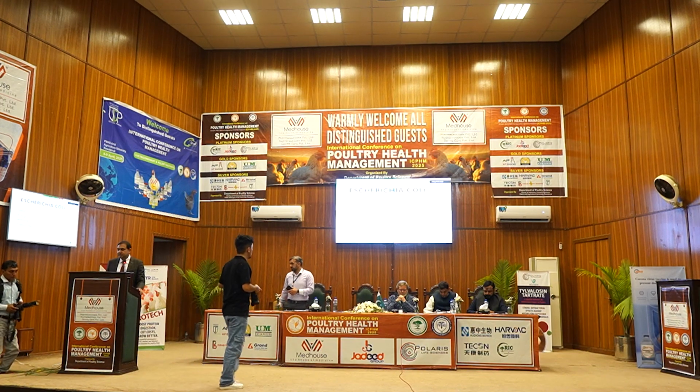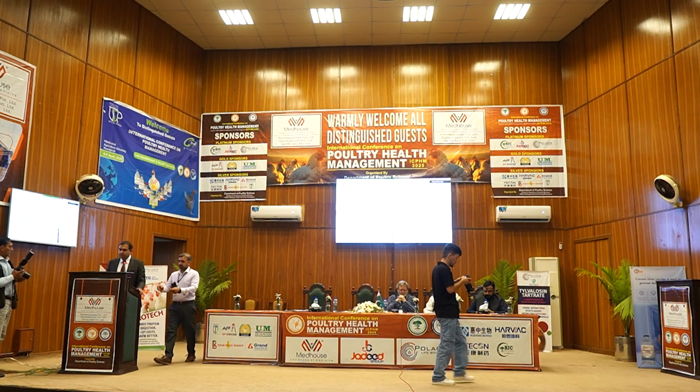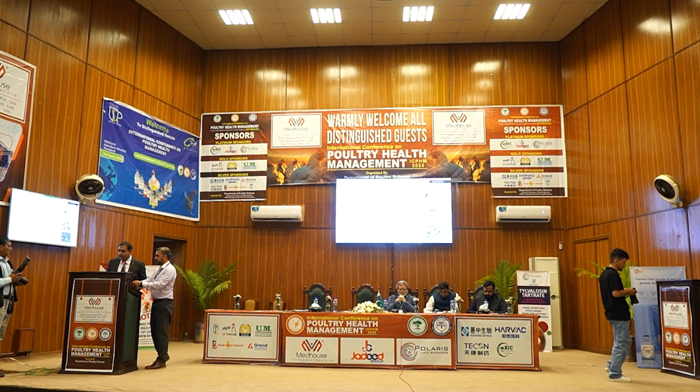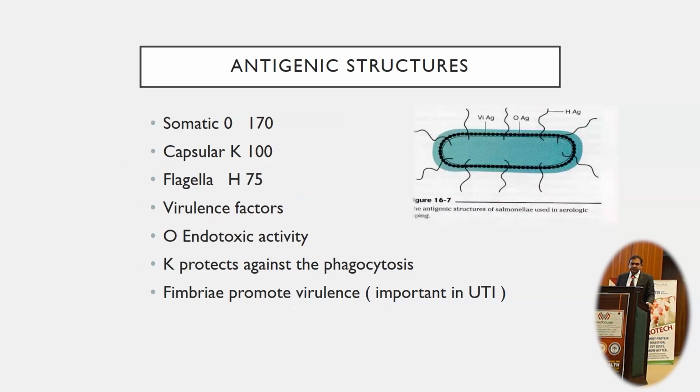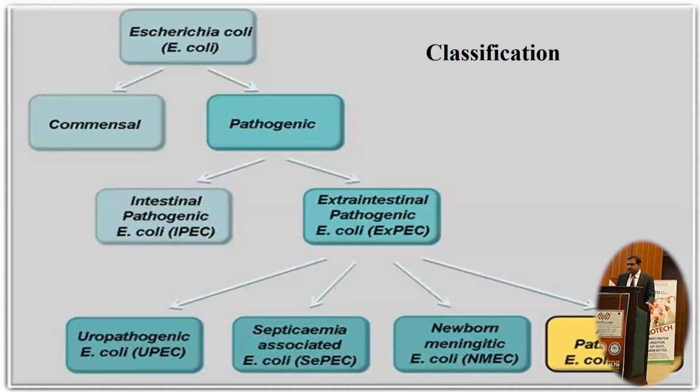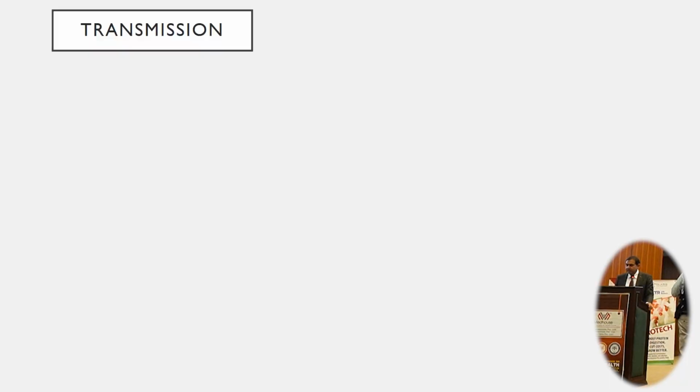Everyone knows what this bacteria is. It belongs to the family Enterobacteriaceae, and it is non-spore forming, non-acid fast, and easily killed by disinfectants. It has different antigenic structures, which are basically used for the serotyping of this bacteria. If we classify it on the basis of tropism, we are talking about avian pathogenic E. coli. Other E. coli are also very important, but the yellow one is avian pathogenic E. coli. We will discuss that.